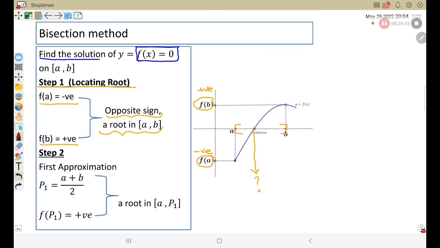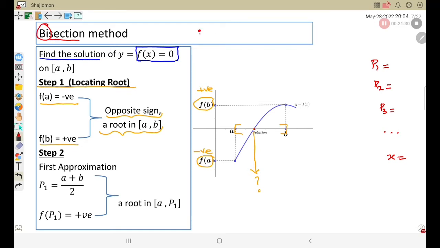Step 2, first approximation. The computer is checking: first approximation, second approximation, third approximation, like that. At the end we will get the solution, x equal to. So first we find approximate values p1, p2, p3, p4, and lastly we get the solution. How many steps the computer will take, we will discuss later. So step 2, first approximation, p1. Bisection means two sections.